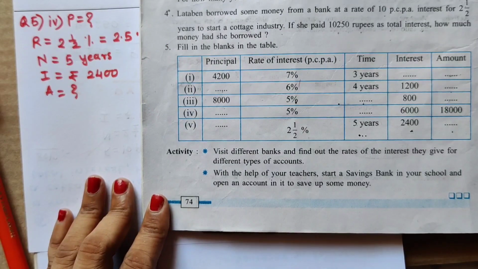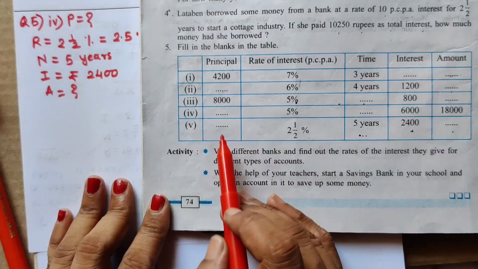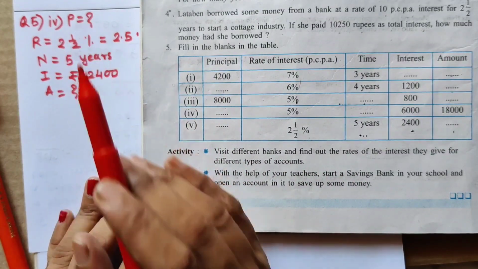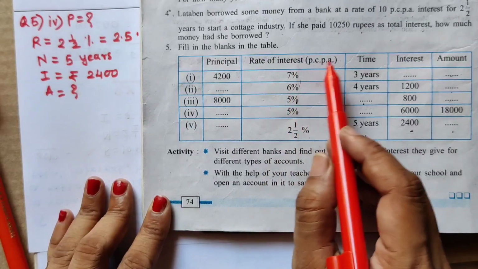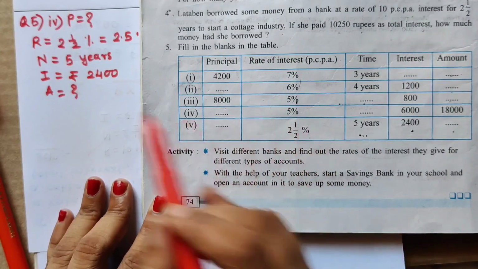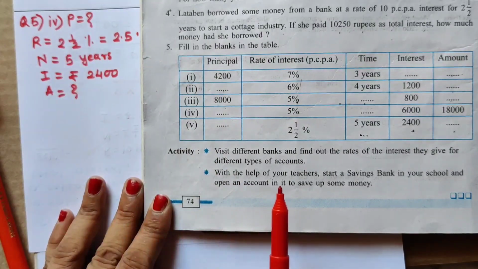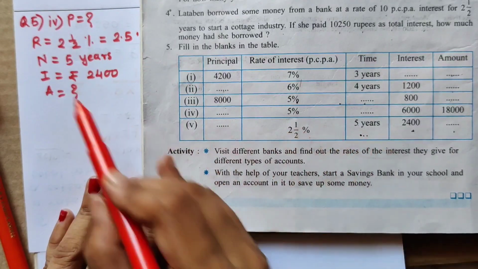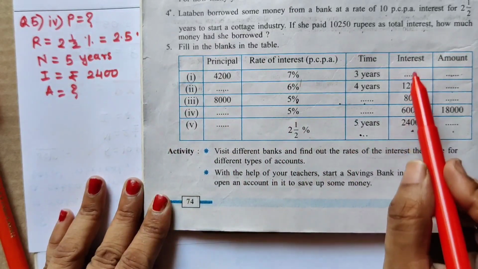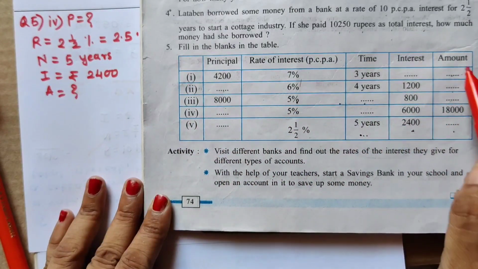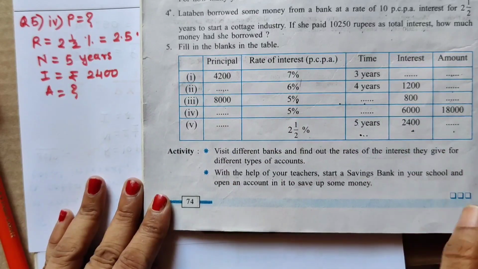Now question number 5, let us check the values. P, fill in the blank, that means P value we have to find out. P is equal to question mark. R, rate of interest 2.5%, so R is equal to 2.5%. Number of years are 5 years, N is equal to 5. Interest is 2,400, I is equal to rupees 2,400, and amount we have to find out. So let us solve the sum now.